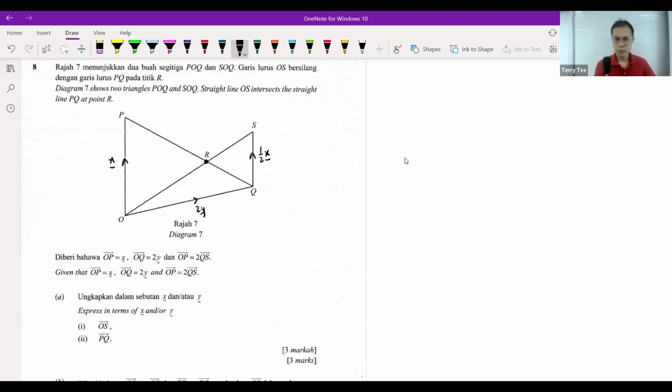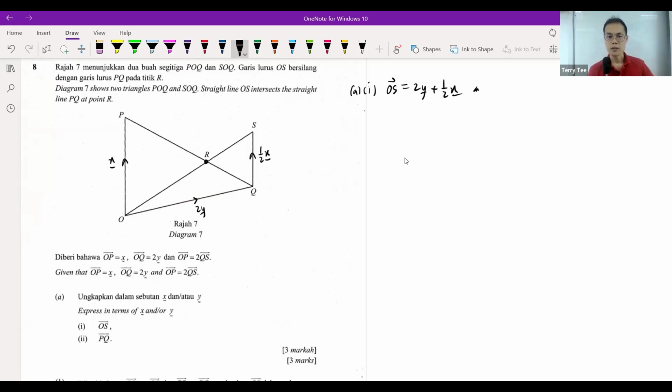So you're supposed to first express in terms of X and Y, vector OS. Okay, to go from O to S, I can go O to Q, Q to S. That means you do 2Y plus half X. Okay, can we write down? OS is 2Y plus half X.